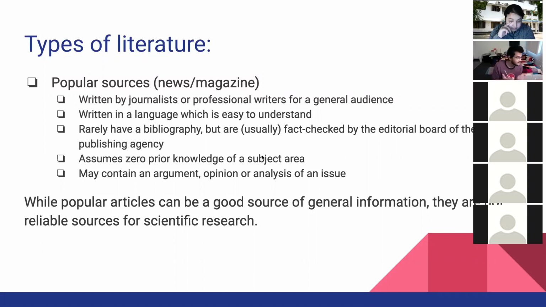Popular sources like newspapers and magazines are good sources of information because they're digestible and written in a way that's appealing to everyone. But they are not reliable sources for scientific research. So if you're trying to write a paper, and high school level people do, this is not a good source of information. Right, okay.